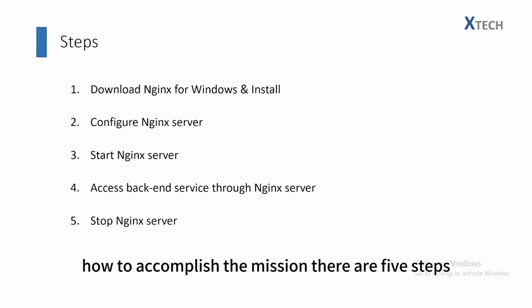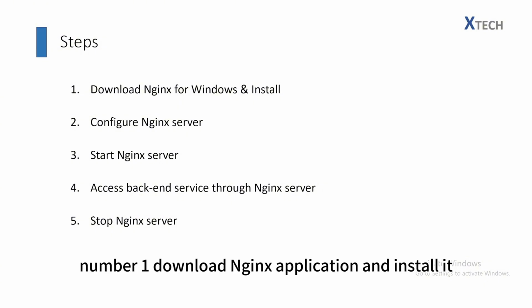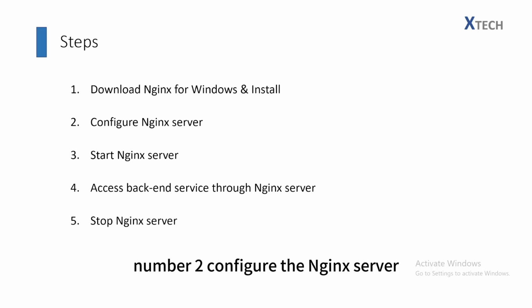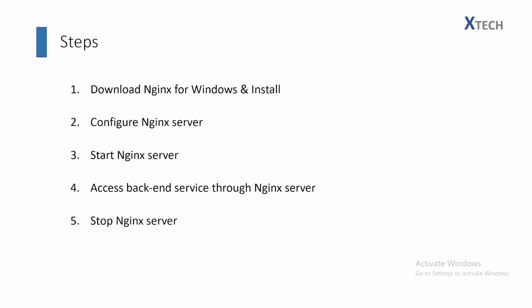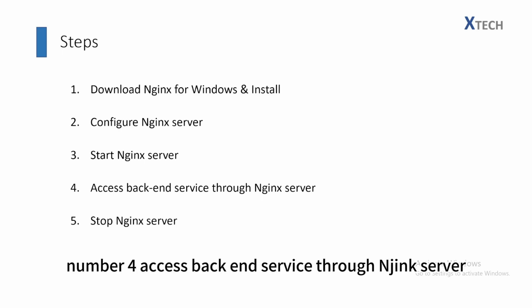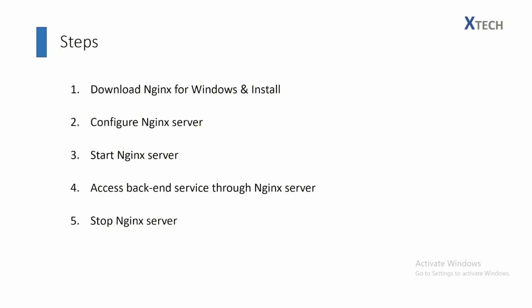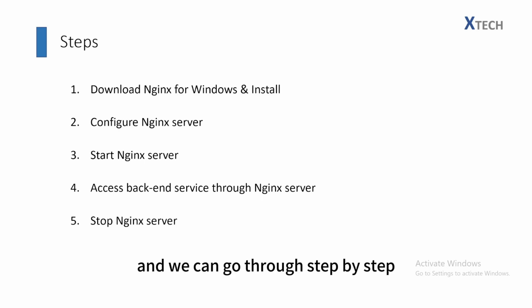Okay. How to accomplish the mission? There are 5 steps. Number 1, download Nginx application and install it. Number 2, configure the Nginx server. Number 3, start the Nginx server. Number 4, access backend service through Nginx server. Number 5, stop the Nginx server. Okay. And we can go through step by step.